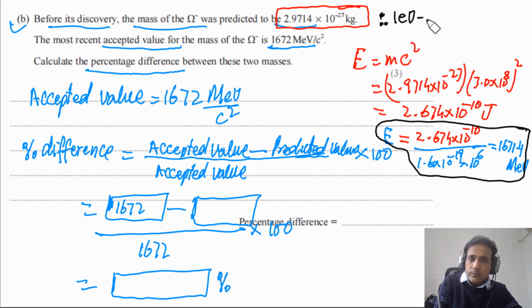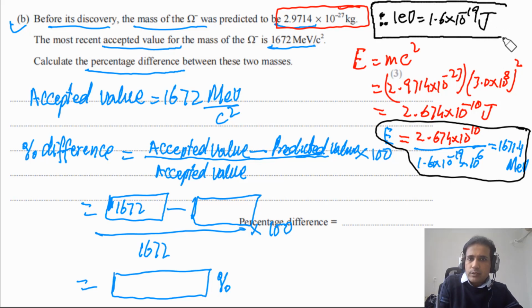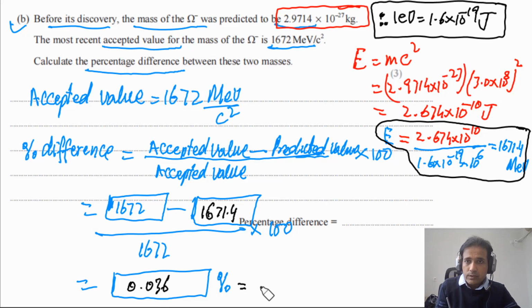So we have 1671.4. If we solve this one, we will get 4.036%. So we can convert this to 3 SF, so this will be 4.04%. So this is our final answer. If you leave the answer up to here, this is also correct. This is up to 4 SF, this is up to 3.